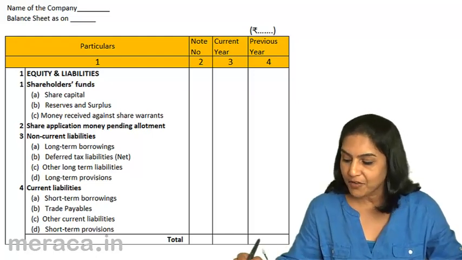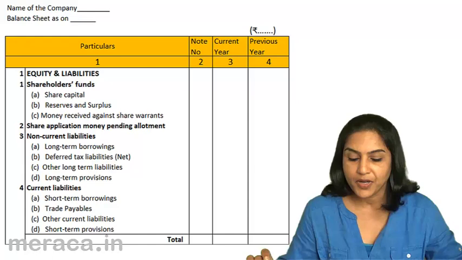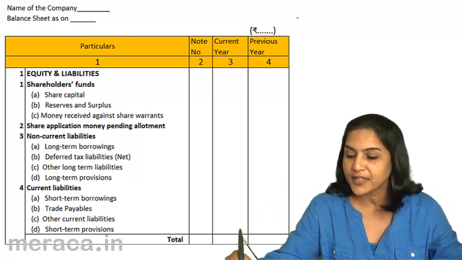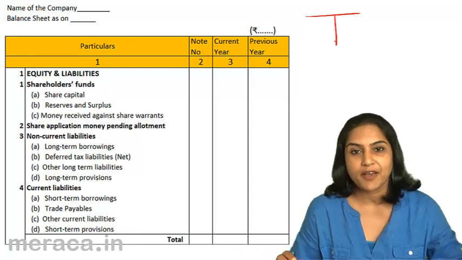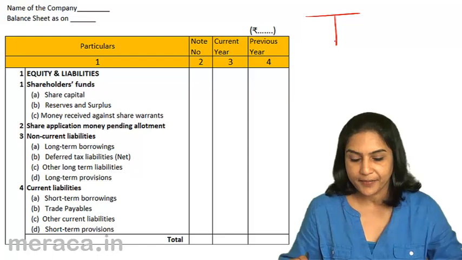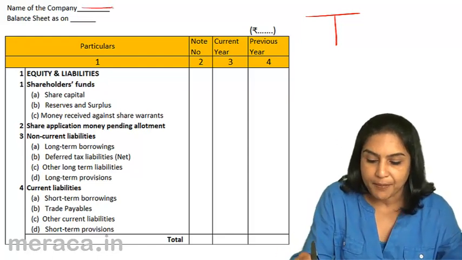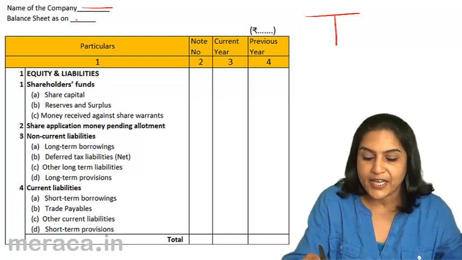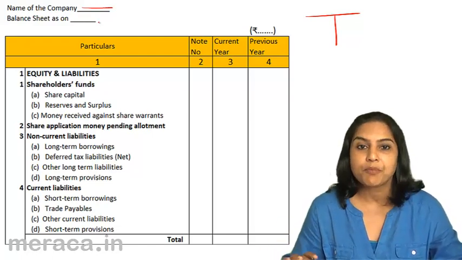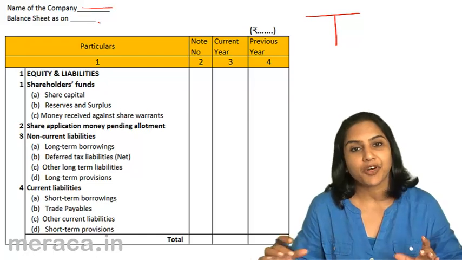Now, this is the format of a balance sheet. It is in a vertical form, not the T form that we have familiarized with earlier. You have the name of the company and balance sheet as on a particular date. Balance sheet is on a particular date. Profit and loss account would be for a period.